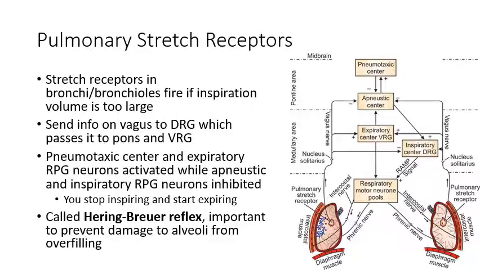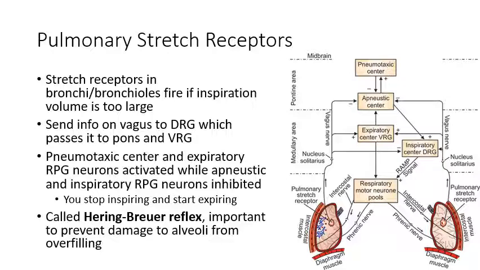Now for the pulmonary stretch receptors. These are normally not active at all to control your breathing, but if you breathe in too much, if you get too big of a breath, then they're going to activate. These are stretch receptors found in the bronchi and bronchioles of the lungs, and they just fire anytime the diameter of those airways gets too large. If the diameter gets too large, it's possible that you could blow out those airways and actually damage them. So it's important to make sure that that doesn't happen.